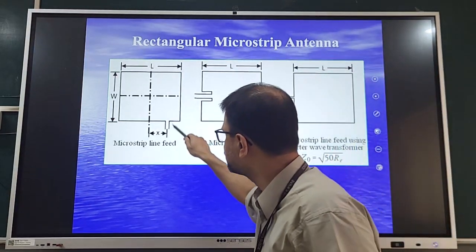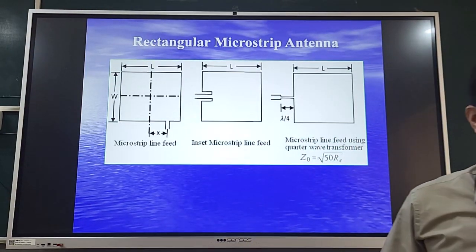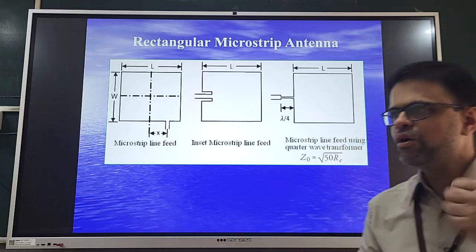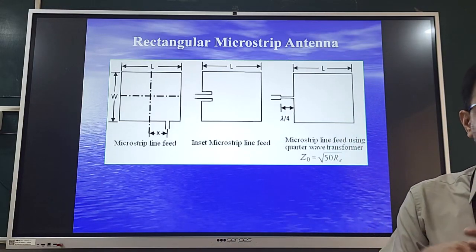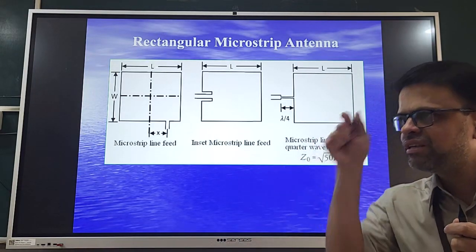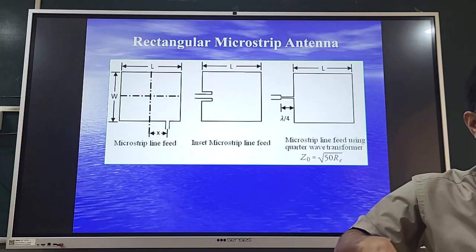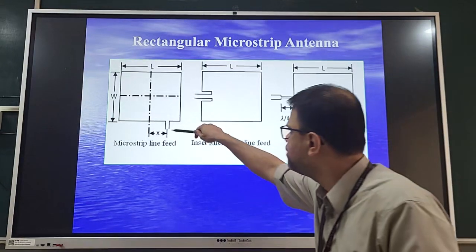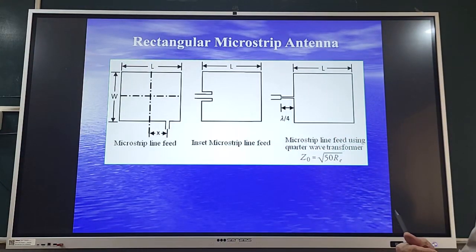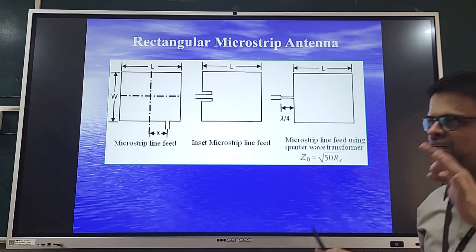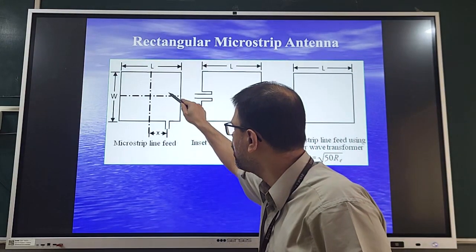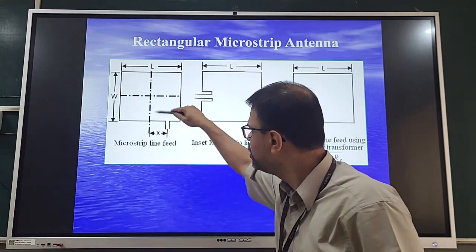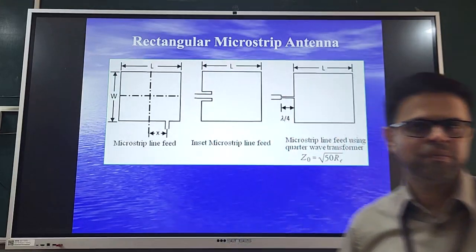Given the impedance, you are going to decide the microstrip line width. There are formulas, so directly go to Google or whatever. Calculate the microstrip line width for the desired impedance on the given substrate and then directly feed over here. As simple as that. But the disadvantage is, here you are feeding along the length, but you are feeding along the width also.